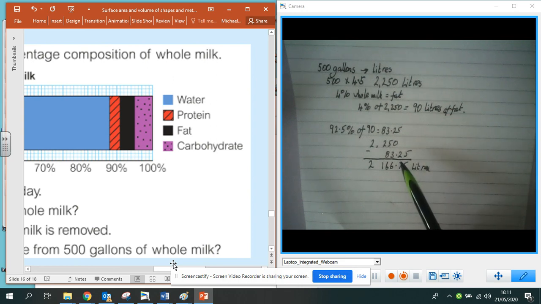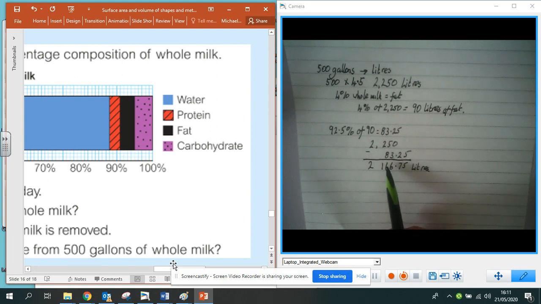If you skim the milk, you remove 92.5% of the fat. How much milk is left? Well, we must find out what 92.5% of 90 is. So 92.5% of 90, 90 divided by 100 times 92.5 is 83.25 litres. Altogether, we have 2,250 litres, and if I take 83.25 litres away from it, I get 2,166.75 litres.